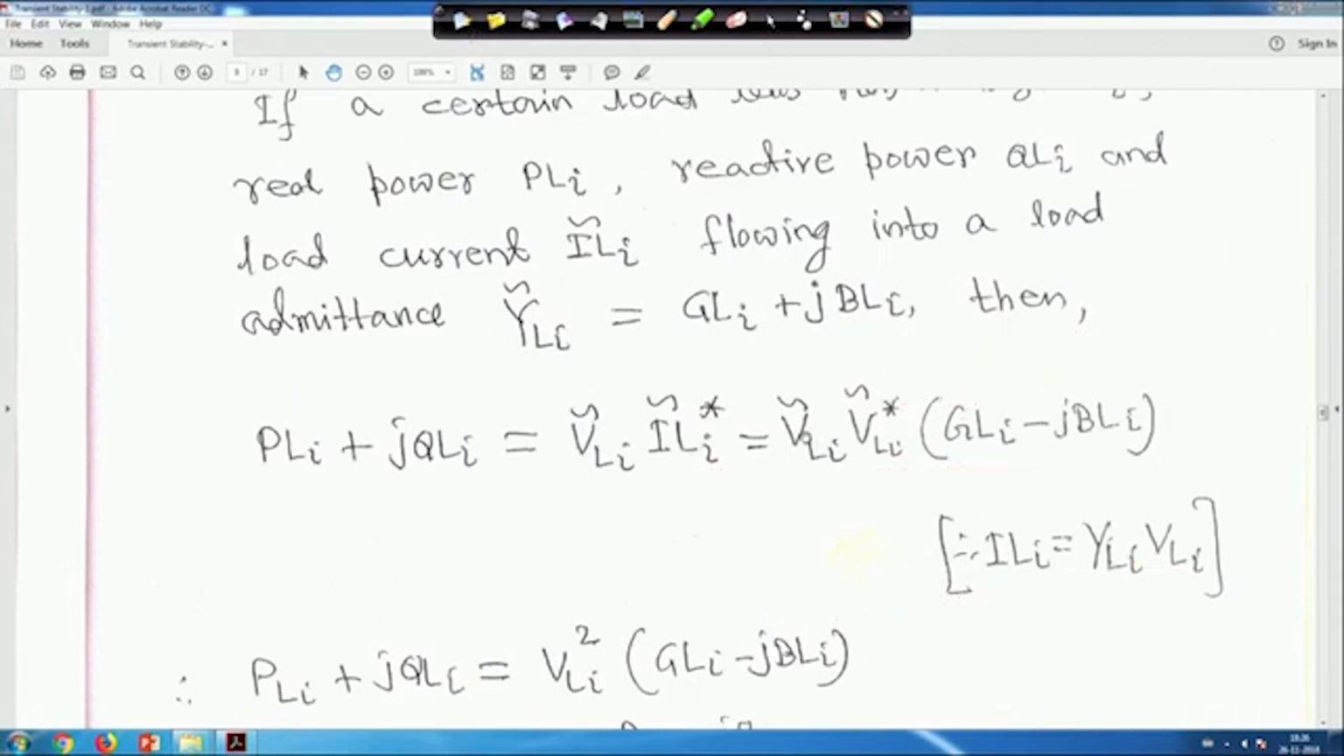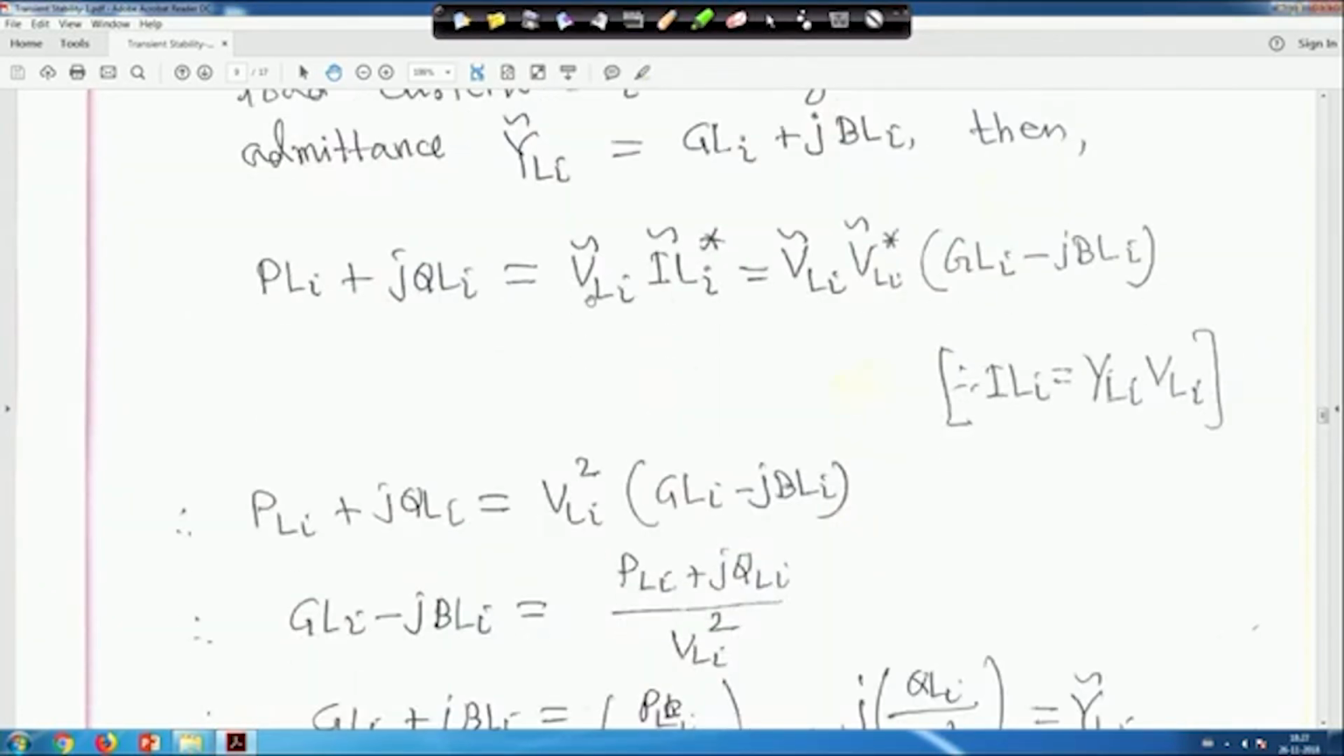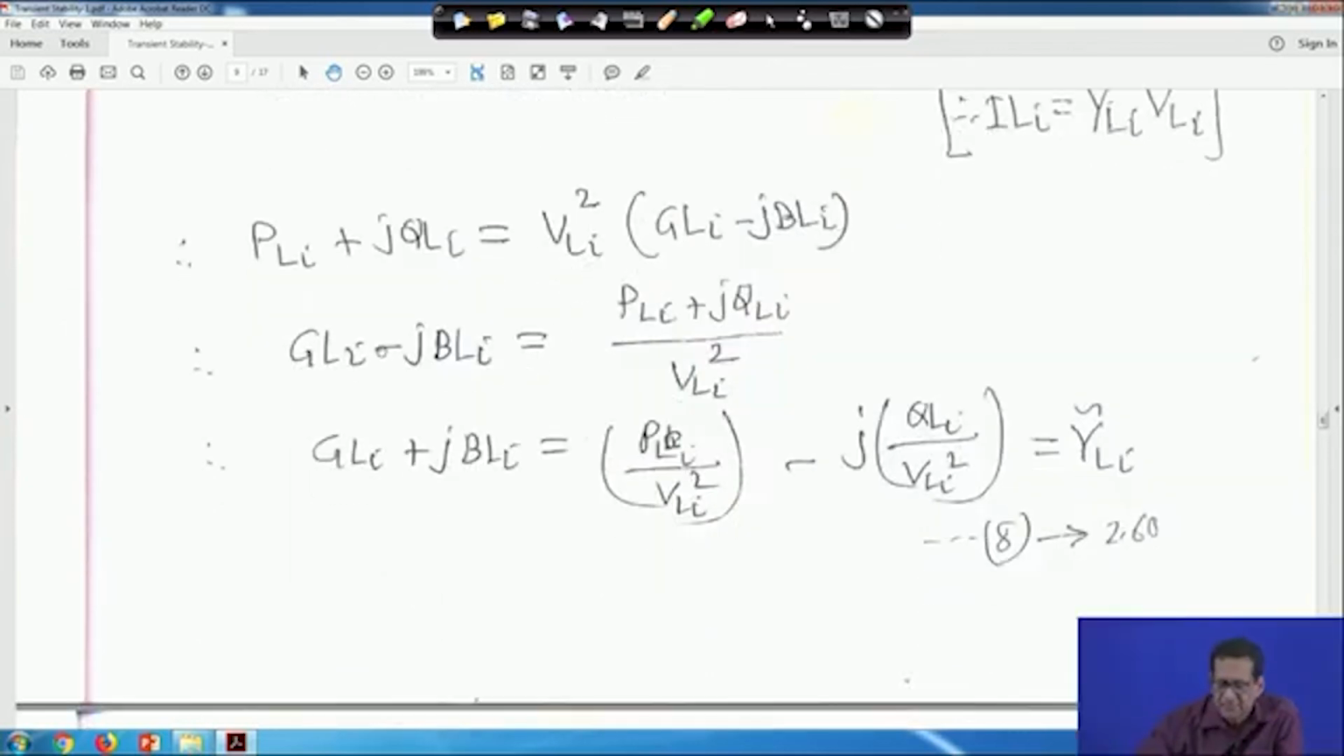V_Li tilde into V_Li conjugate will be simply V_Li square, because it is magnitude, right. So P_Li plus jQ_Li is equal to V_Li square into G_Li minus jB_Li, right. So that means we can write G_Li minus jB_Li is equal to P_Li plus jQ_Li upon V_Li square, right.